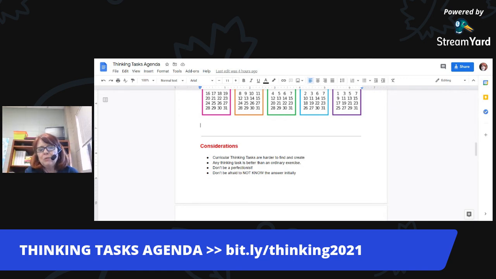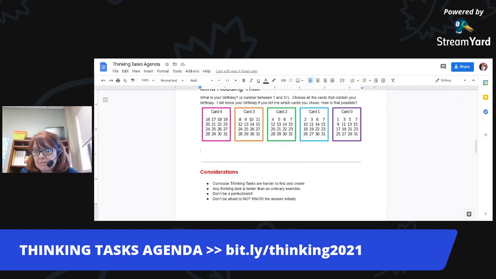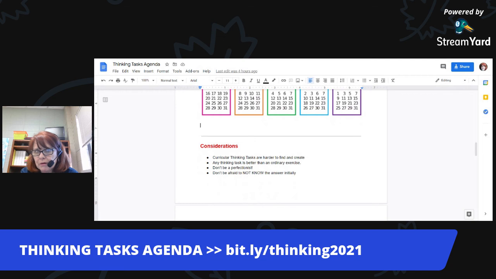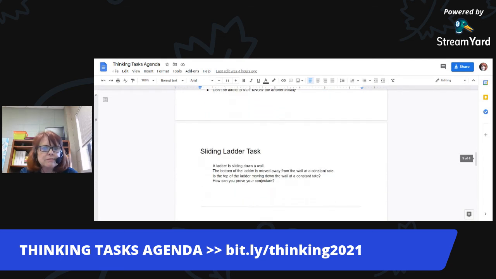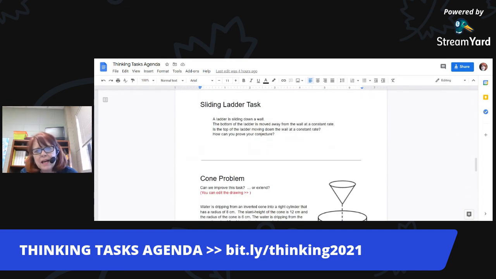And then finally, don't be afraid to choose problems you don't know how to work. I've given problems to my kids that I was like, I have no idea how to do this. But I had students that figured it out. I'm thinking this birthday card problem would be that. Ask some of your computer programming kids how to do that. They'll know. Here's the sliding ladder task. So you could cut and paste that if you want to give that to your kids.